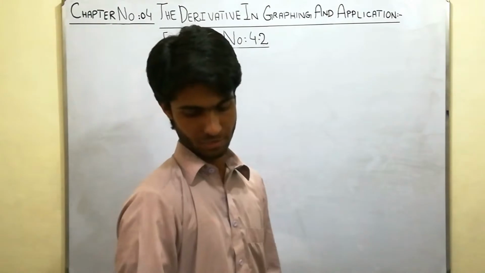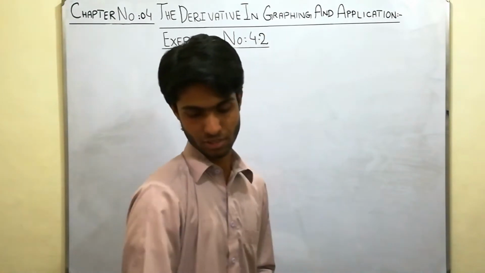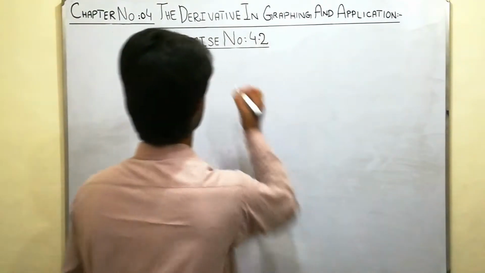For questions number 7 to 14, we just find the critical points and stationary points. Next question is question number 10.